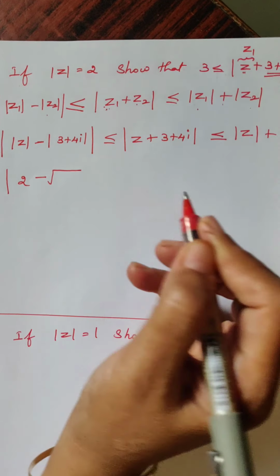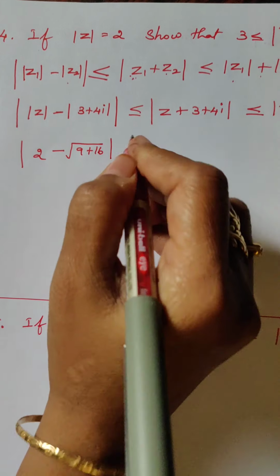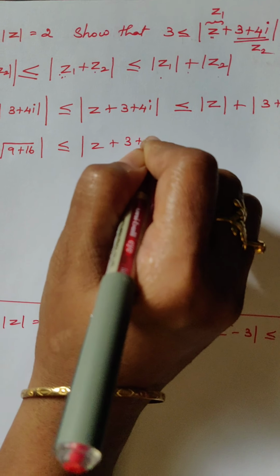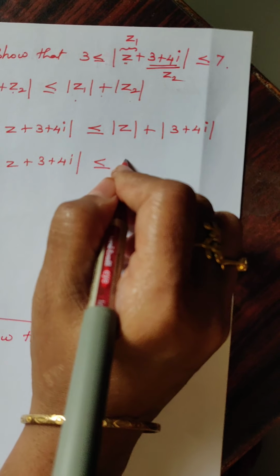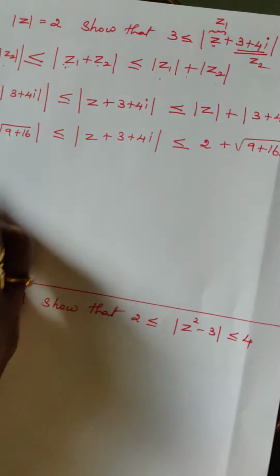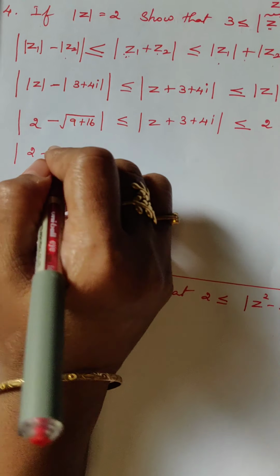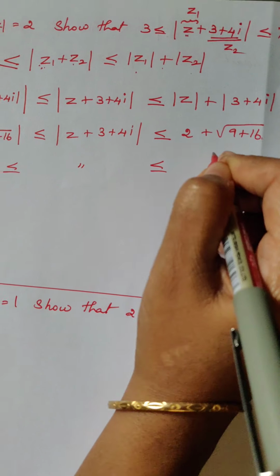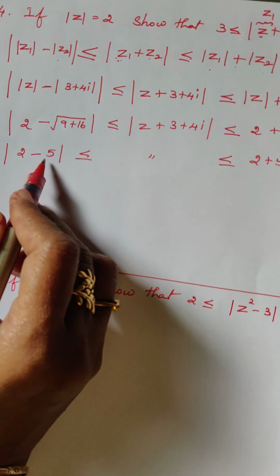Root of 3 threes are 9 plus 16. Clear? Lesser than or equal to, I am writing this as it is, modulus of z plus 3 plus 4i, lesser than or equal to 2 plus root of 9 plus 16. So modulus of 2, what is 9 plus 16? 25. Root of 25 is 5. Lesser than or equal to, I am writing this as it is, lesser than or equal to 2 plus 5. What is 2 plus 5? Here it is 7.